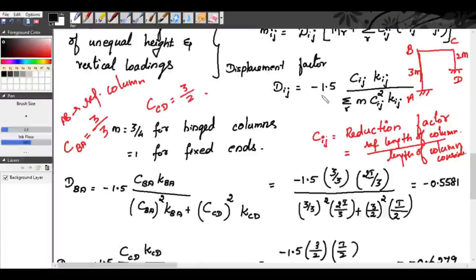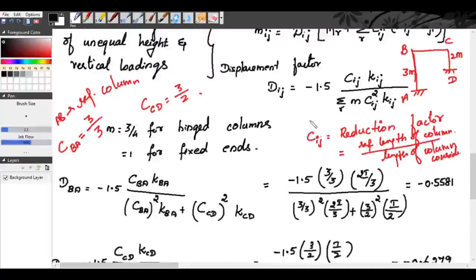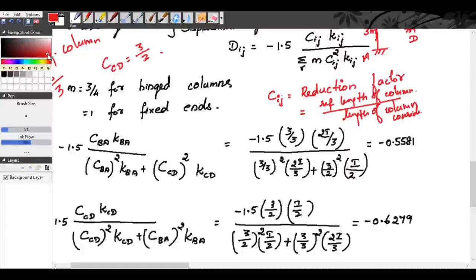So see here the factor is minus 1.5. So if you add these two, adding these two, you get minus 1.5. No. Sorry, this will not. This condition is not satisfying here. Okay, so for displacement factor, you need not consider that.